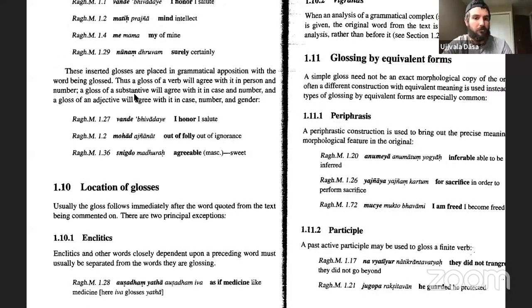So what are they pointing out here? These inserted glosses are placed in grammatical apposition with the word being glossed. Thus, a gloss of a verb will agree with it in person and number. A gloss of a substantive will agree with it in case and number. And a gloss of an adjective will agree with it in case, number, and gender. So, vande abhivadaye, mohad agyanat, snigdo maduraha. They're just showing that they're going to agree in their case, depending on the thing.